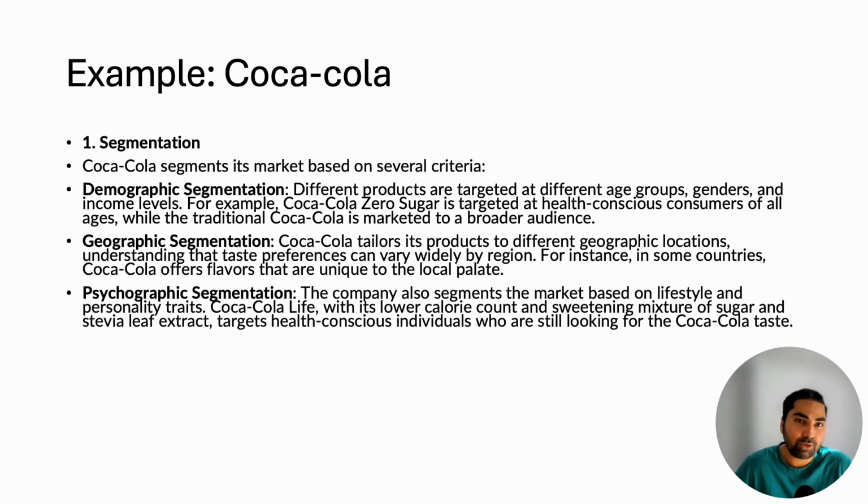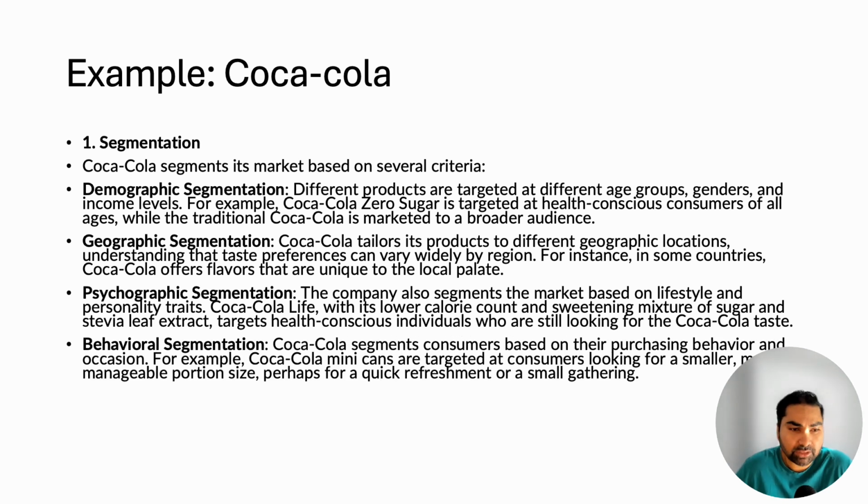Let's talk about psychographic segmentation. This is where Coca-Cola does a lot of different types of segmentation. Coke Zero is targeted to consumers who have a personality trait of being health conscious. So that's Coke Zero for you. They also have Coca-Cola Life, which has a very low calorie count. Again, it's going for customers who are very health conscious. So it does a lot of psychographic segmentation.